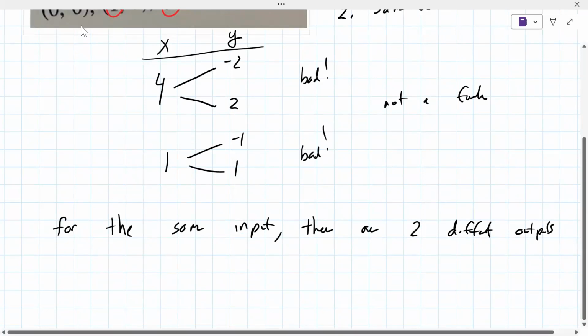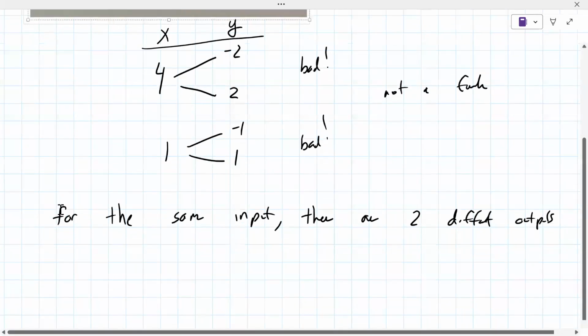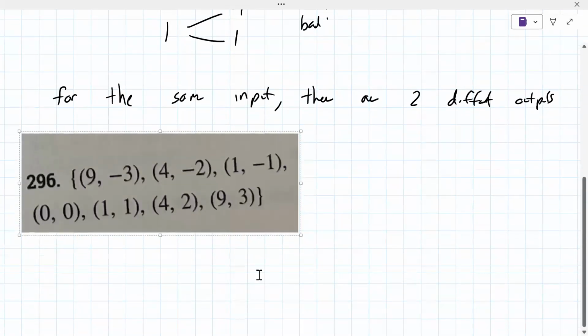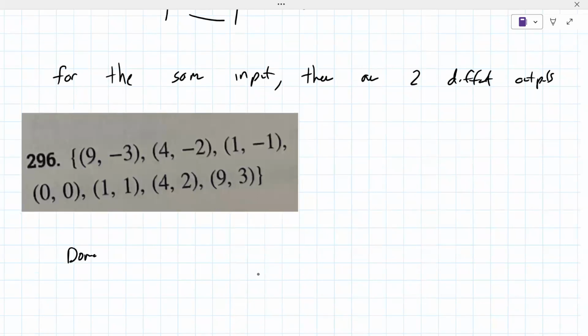Part B is the domain, which you can always have. The domain is the set of X values. They typically want them in increasing order here. So we're just looking at the X values now: 0, 1, 4, and 9.